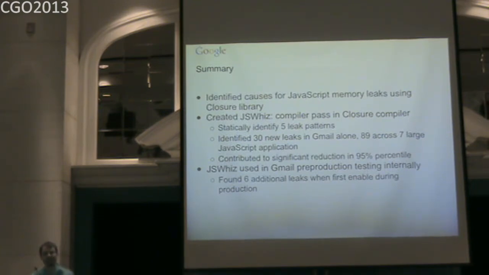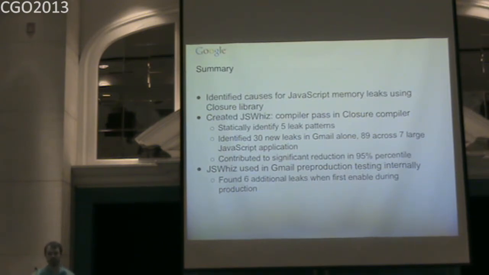We created JSWhiz, a compiler pass in the closure compiler. We statically identified 5 leak patterns. We see 30 new leaks in Gmail alone. 89 were identified across 7 large JavaScript applications. And we believe these fixes contributed to a significant reduction in the 95th percentile memory usage.